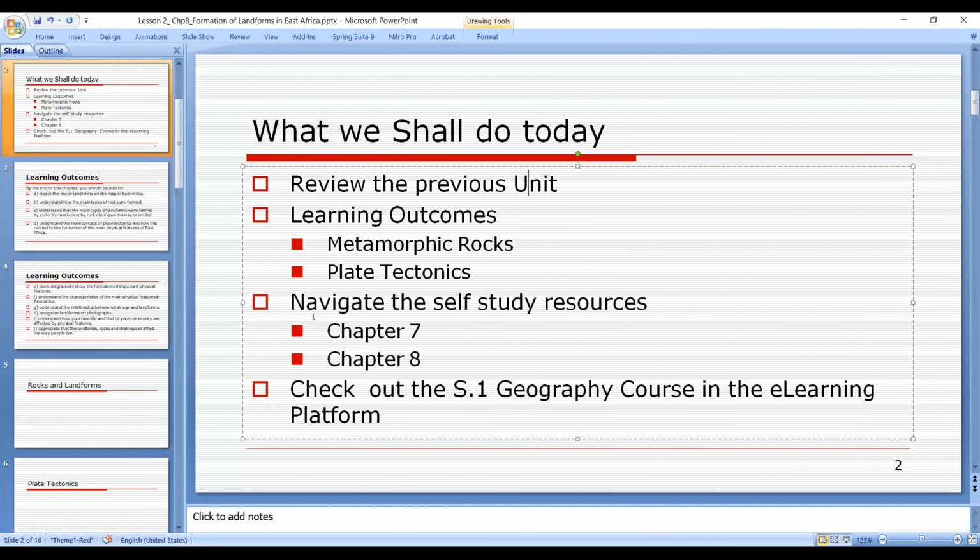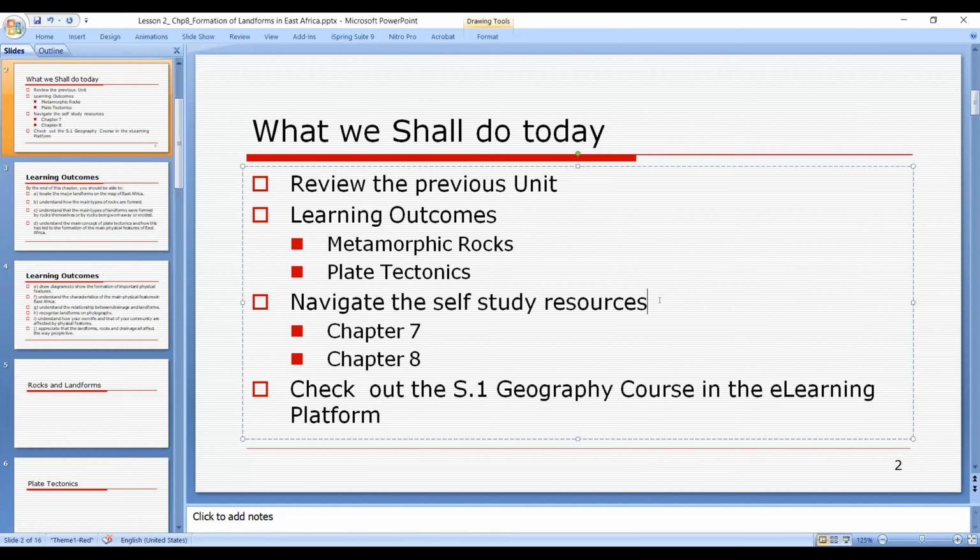Secondly, I'll talk about the learning outcomes. We shall remind ourselves what this chapter 8 is all about. What must we learn from it? Those are the learning outcomes. But I'll also focus that today we will talk mainly about the formation of metamorphic rocks for a few minutes, and then we'll hope to understand the concept of plate tectonics as we build up. Those are two things that we shall focus on.